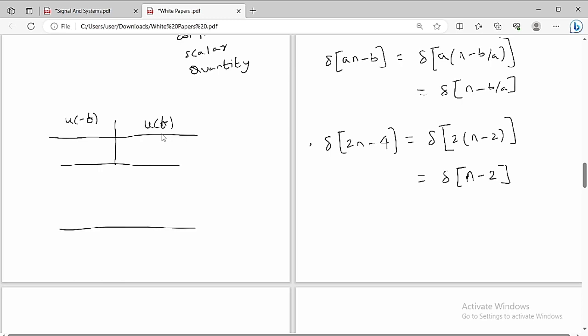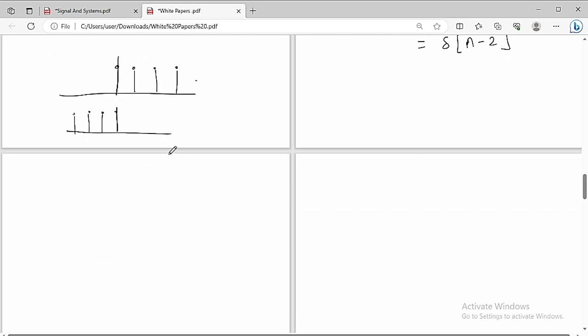Discrete time case means this is the u of n, and this is the u of minus n. So u of minus n is like this one. Suppose we have these two signals, then we are going to get it in this fashion. You can see clearly at n is equal to 0, its value is equal to 2, and at all the remaining instants, its value is equal to 1.